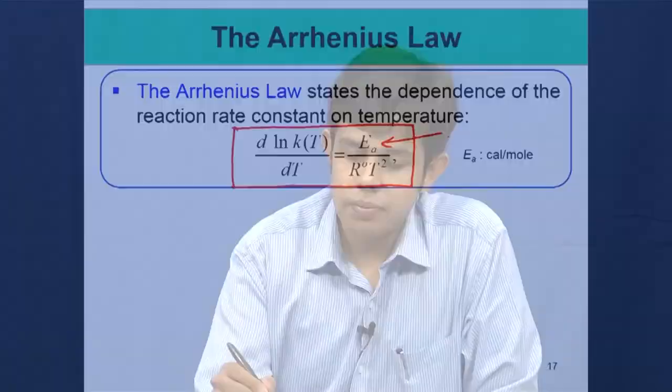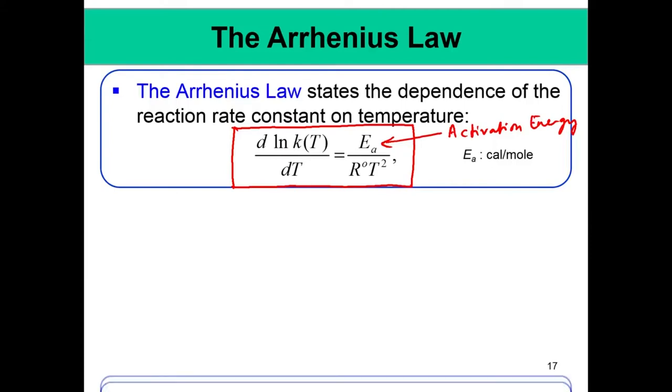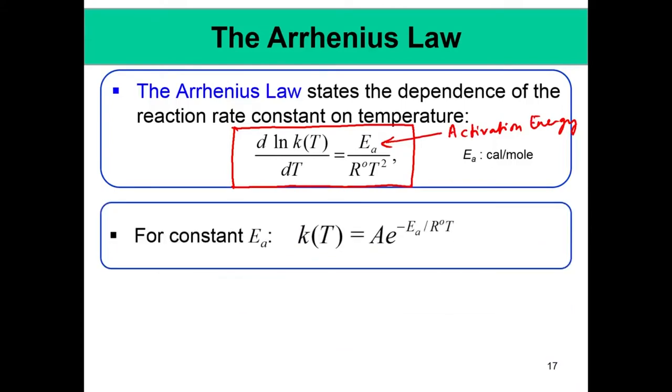So if we integrate on both sides after taking dT to the right-hand side, what we see is that we can write k(T), in the more general form, as a frequency factor A, which is the constant of integration, times e to the power of minus Ea by R0 T.